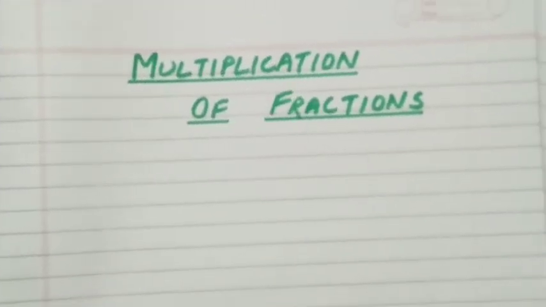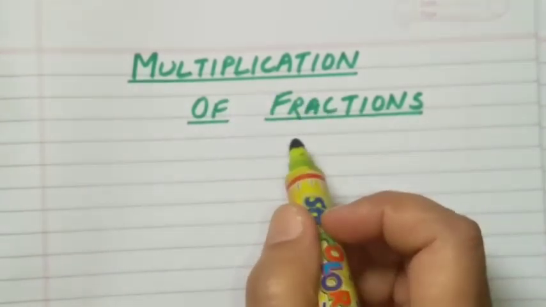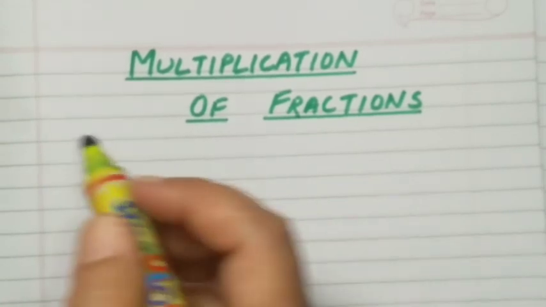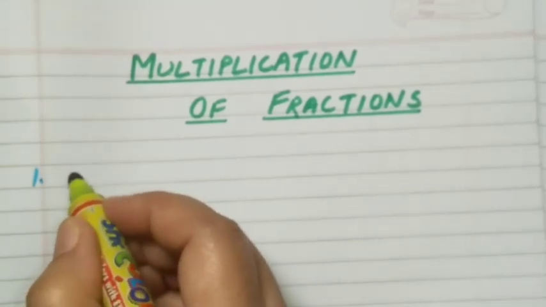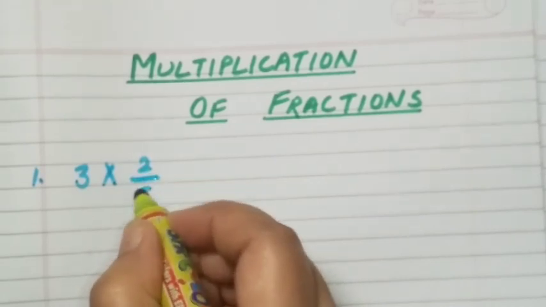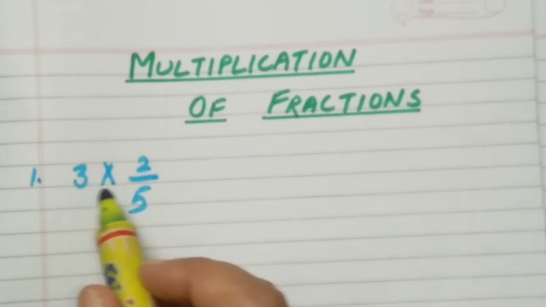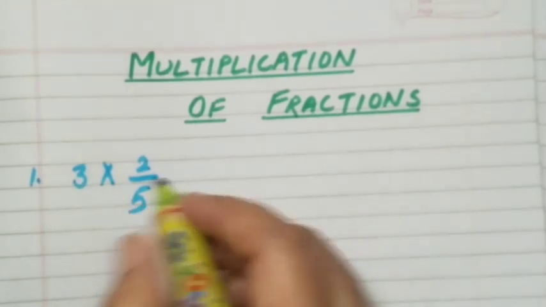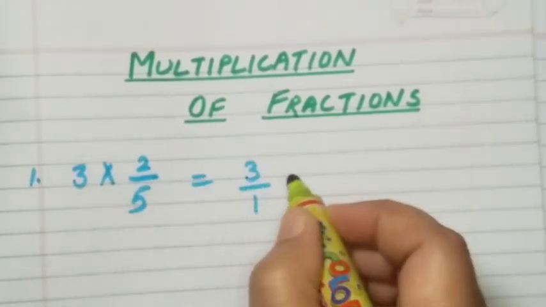So here in this video, I'm going to explain multiplication of fractions, how to multiply two or more fractional numbers. Firstly, I'm taking the example of 3 multiplied by 2 upon 5. Here you can see this is a whole number and this is a fractional number. So first of all, we will convert this whole number to a fractional number easily.